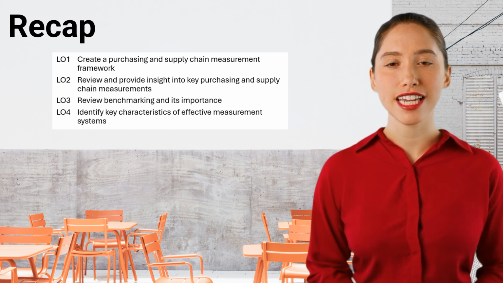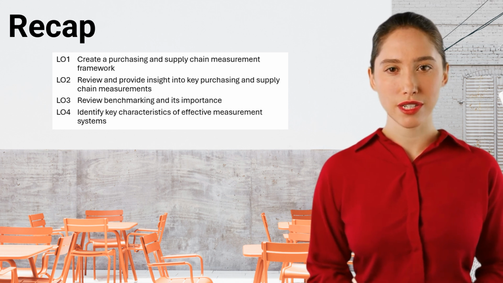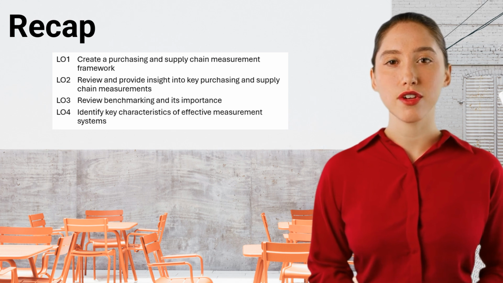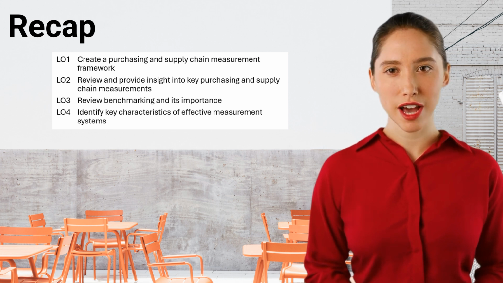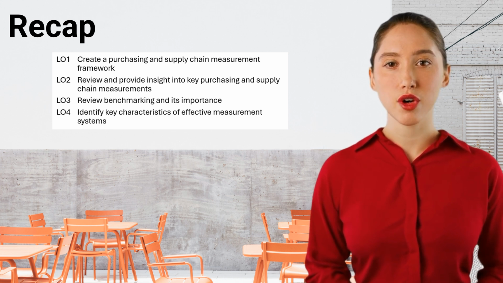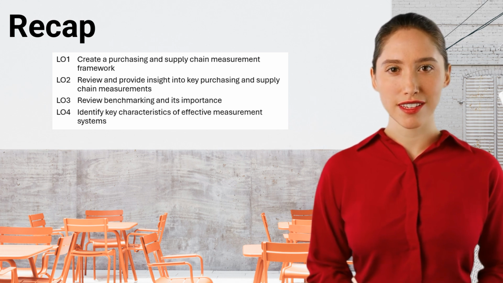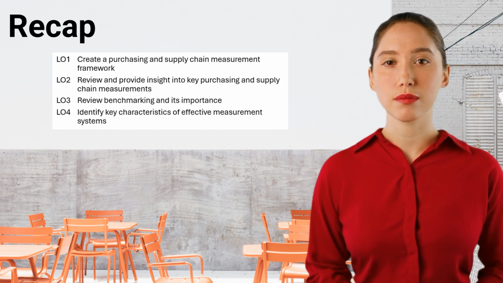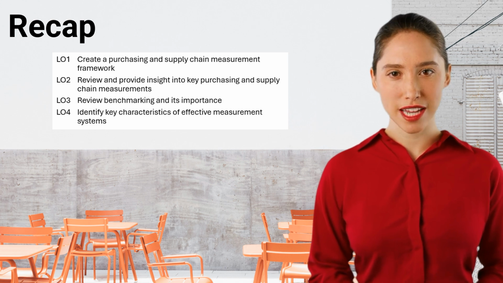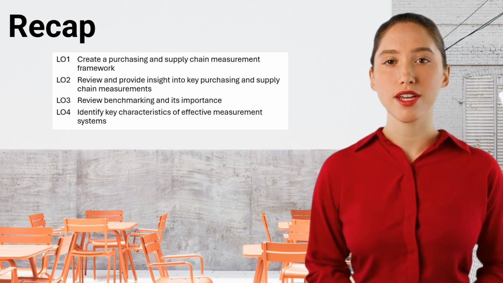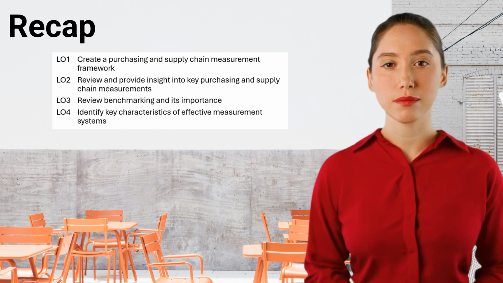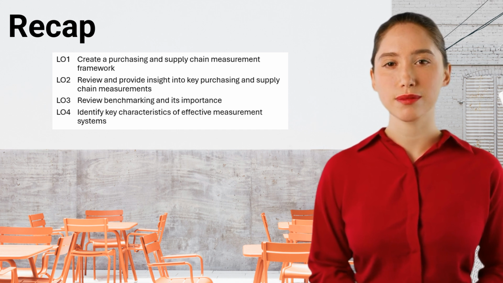Finally, we identified the key characteristics of effective performance measurement systems. Effective systems focus on a limited number of clearly defined metrics, rely on accurate and reliable data, and link purchasing performance directly to corporate strategy. These systems must also be reviewed periodically to ensure that the measures remain relevant as organizational priorities evolve. Together, these concepts demonstrate how performance measurement allows purchasing and supply chain managers to monitor performance, support strategic objectives, and continuously improve supply chain outcomes.